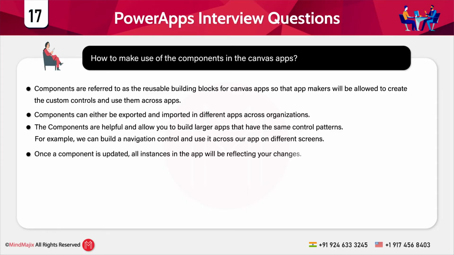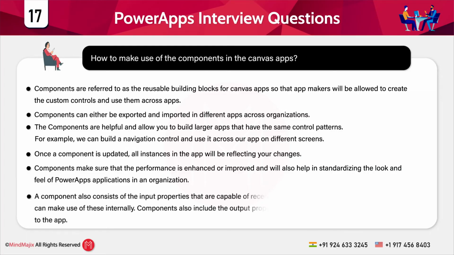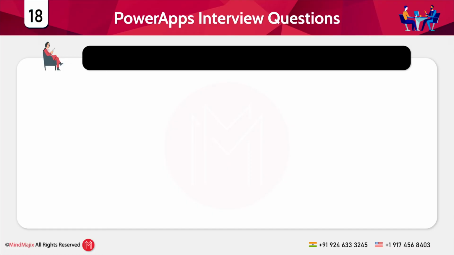Once a component is updated, all the instances in the app will reflect your changes. So components make sure that the performance is enhanced and will also help in standardizing the look and feel of the PowerApps applications in an organization. A component also consists of input properties that are capable of receiving values from the application, and the component can make use of these internally. Components also include output properties that are capable of providing output values to the application. So this was a brief overview of how you can make use of components in the Canvas apps. So let's move to the next question.